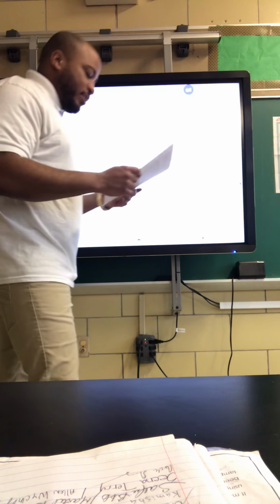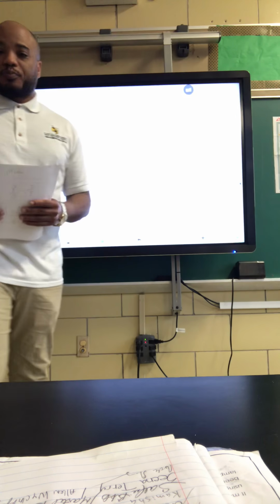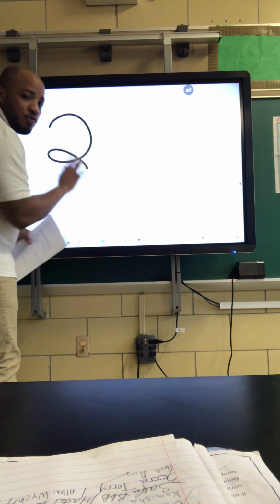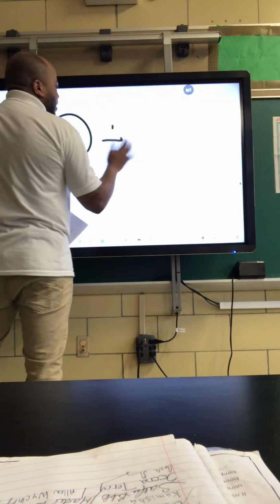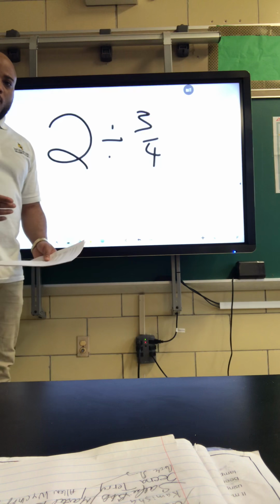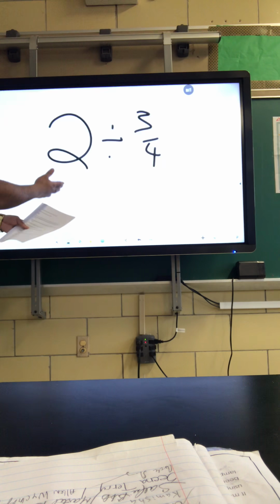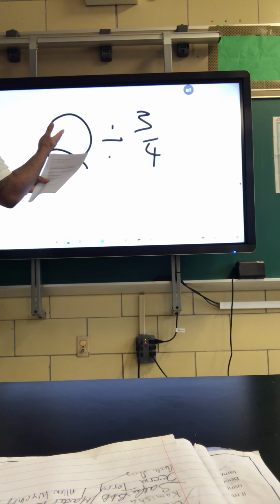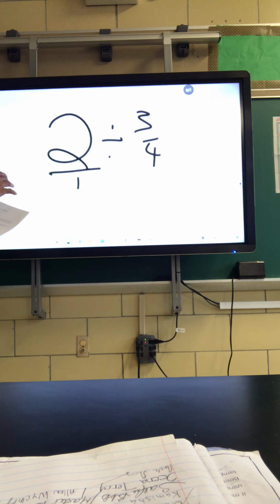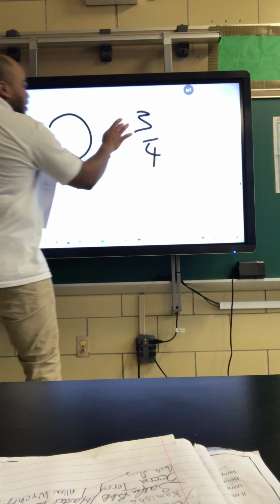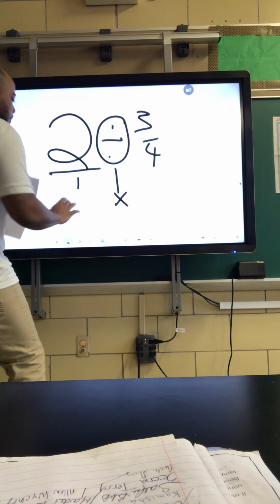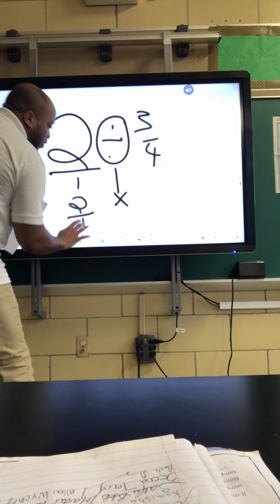So, I'm going to give you an example of what's going on here. For instance, we have a whole number here, 2, divided by 3 over 4. What we would do first is, I understand we have a whole number here. Remember, in order to turn this whole number into a fraction, we just put a 1 under the 2. And to get our answer, we simply change our division sign to a multiplication symbol. We keep 2 over 1 times.